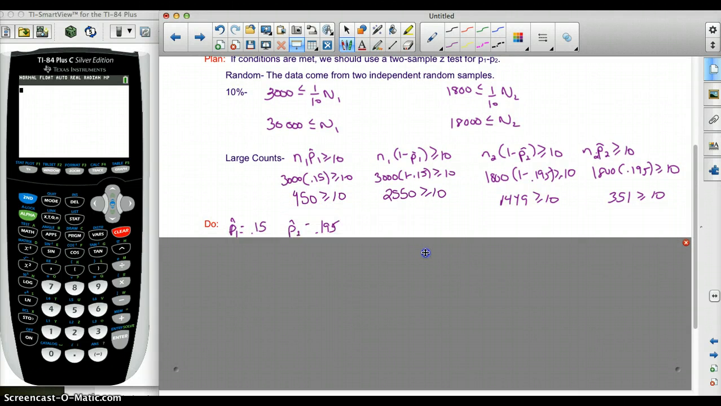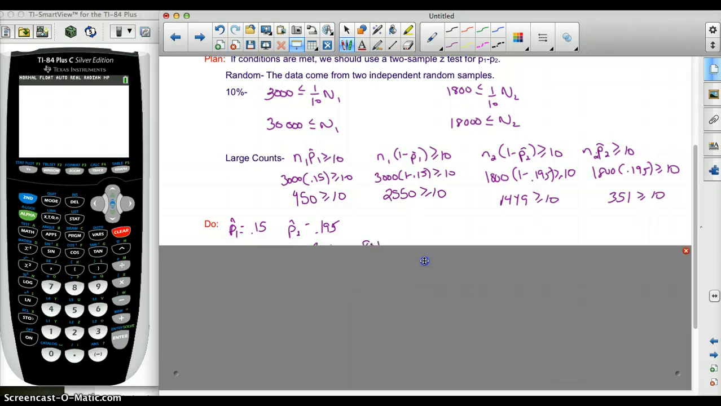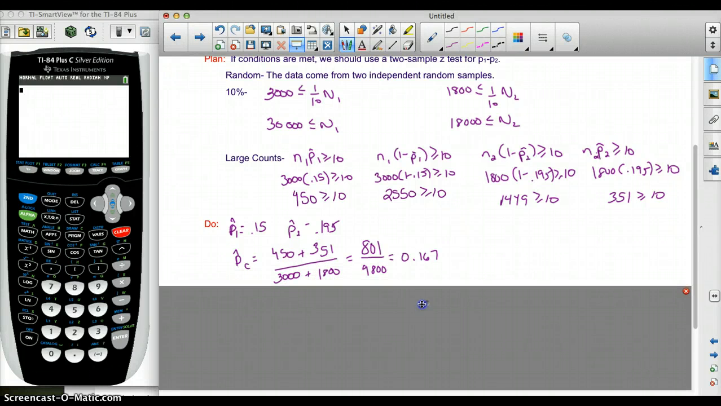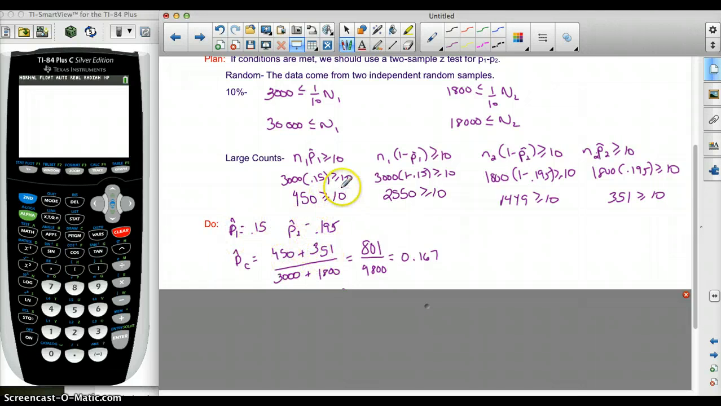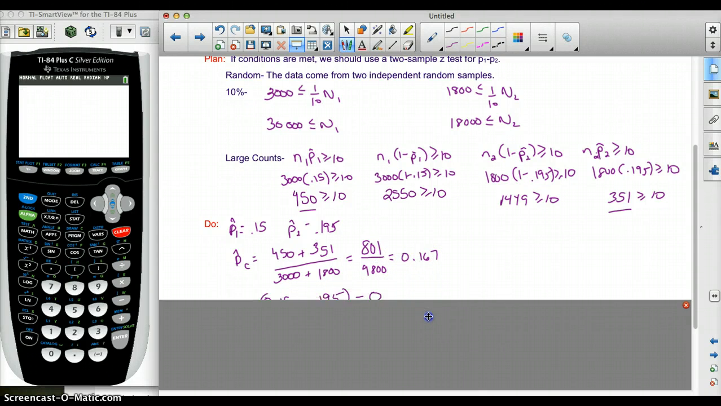Okay, once we've checked our conditions, now we have to do our do. So remember that p hat sub 1 is 0.15 and p hat sub 2 is 0.195. So we want to find the combined proportion. We have to take the successes for P1 and the successes for P2 and add them. So this 450, which we get here, and the 351 for our successes equals 801. We then have to divide that by our sample sizes added together, which is 3,000 plus 1,800, which is 4,800. So we end up getting a pooled proportion, essentially, of 0.167.